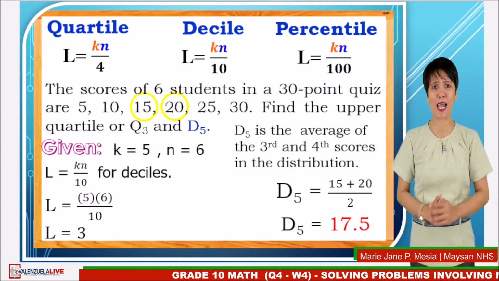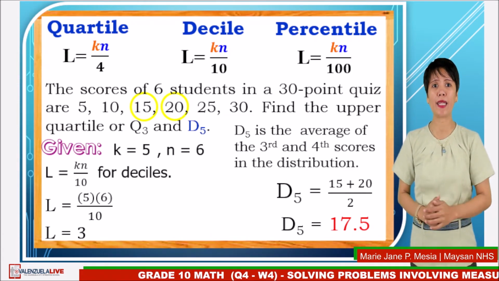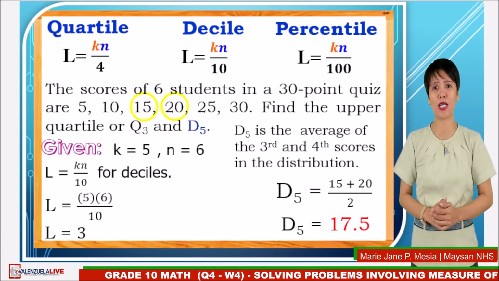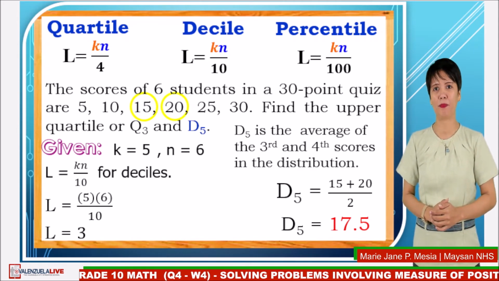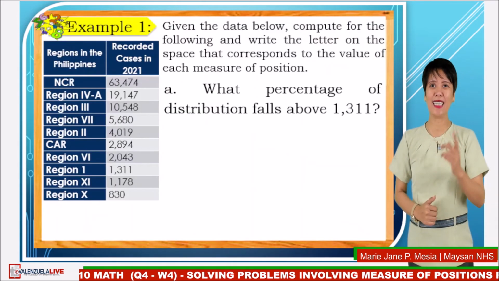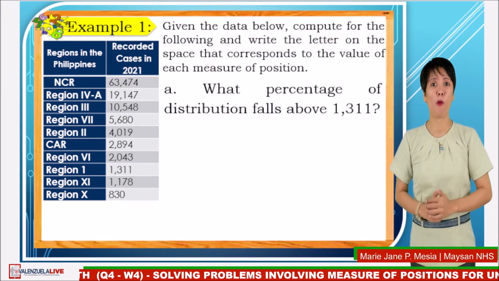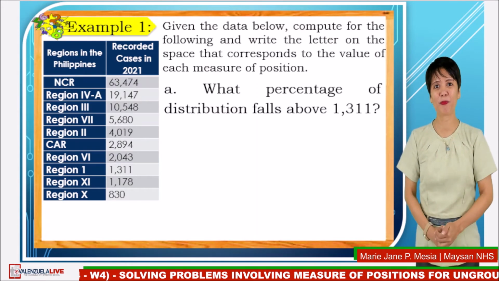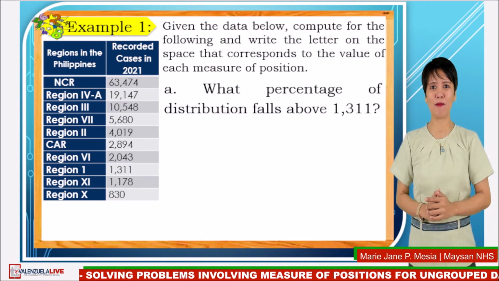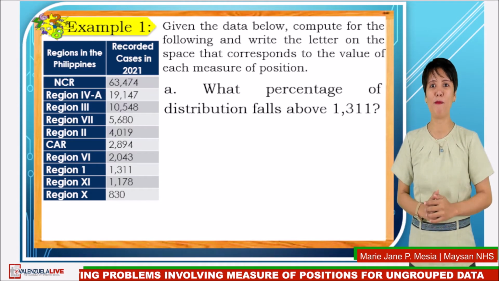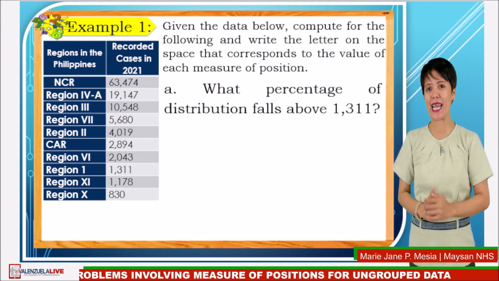So let us apply this concept in calculating and interpreting situations for ungrouped data. We will use the data presented in Activity 1. So letter A, what percentage of the distribution falls above 1,311?